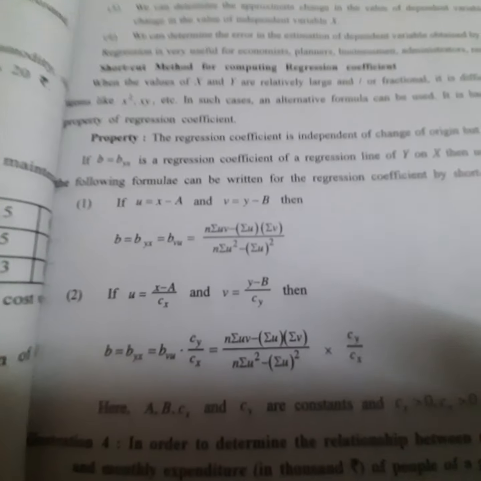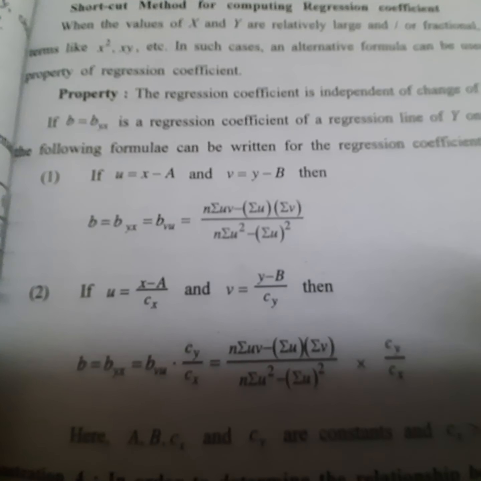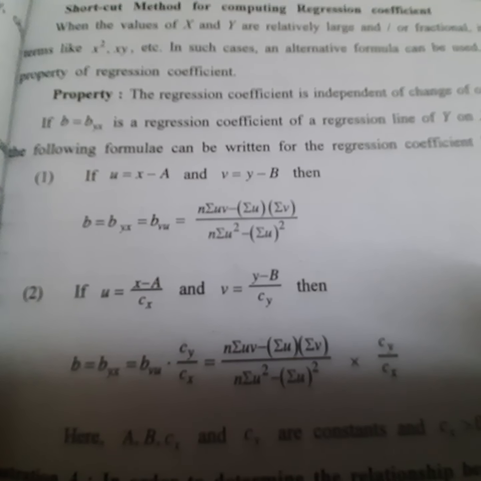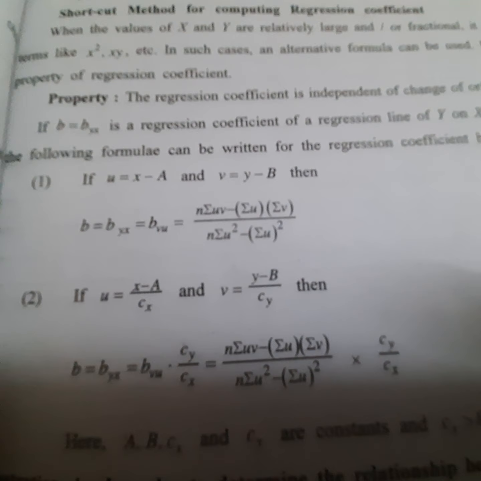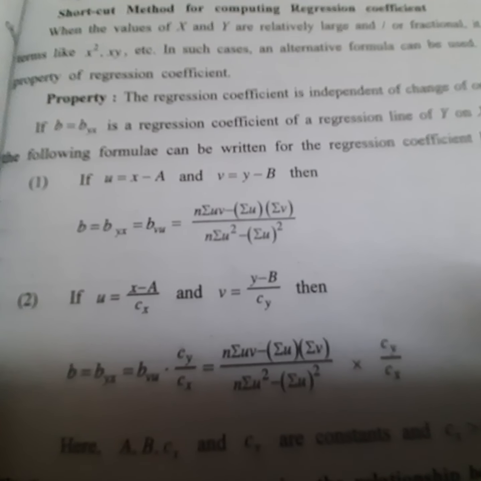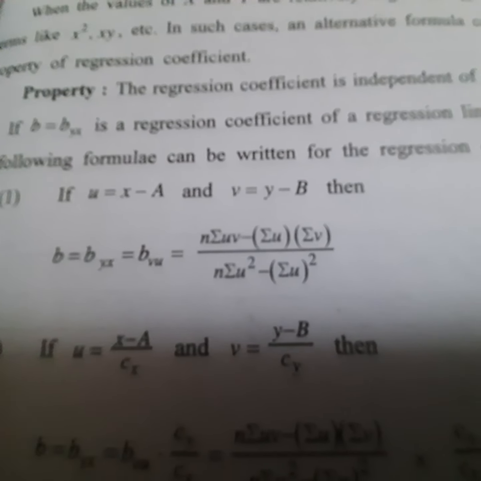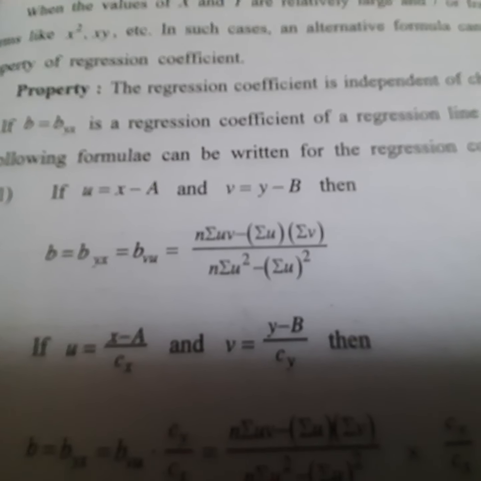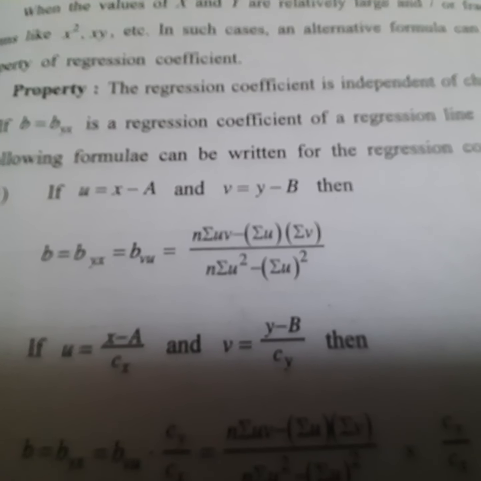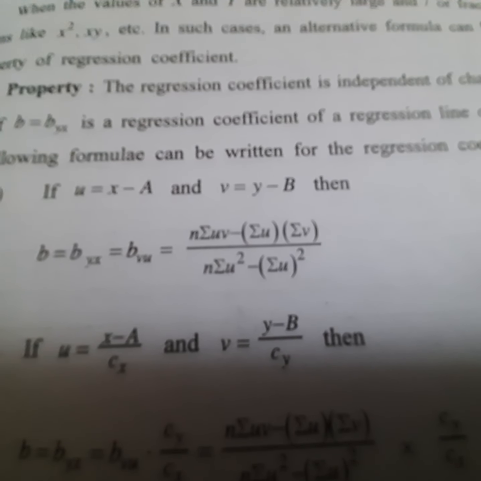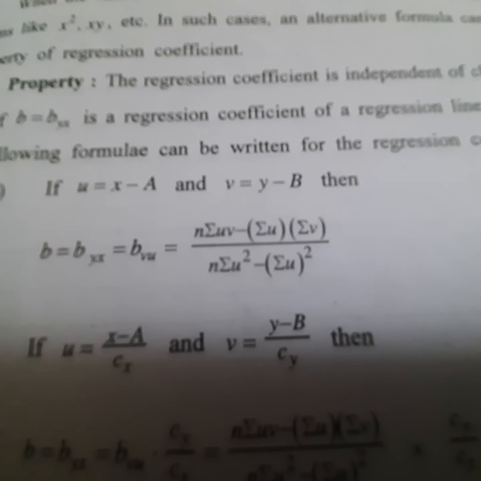Here, if u is equal to x minus a and v is equal to y minus b, that is change of origin either by subtraction or addition, the values of x and y change to u and v respectively. Then the formula is b_yx equals b_vu equals n sigma uv minus sigma u into sigma v upon n sigma u squared minus sigma u the whole square. When is this formula used? When u is x minus a.